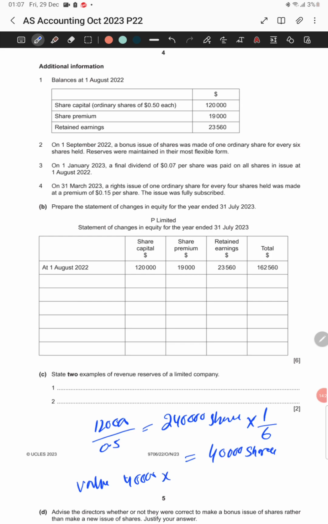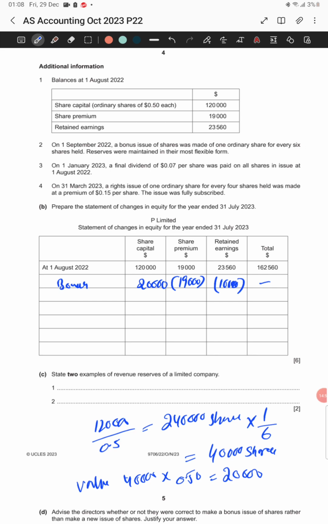Its value will be 40,000 multiplied by 0.50, it will be 20,000. Now we have to issue bonus shares of 20,000 by using the share premium of 19,000 and 1,000 from the retained earning. There will be no effect on the total equity.